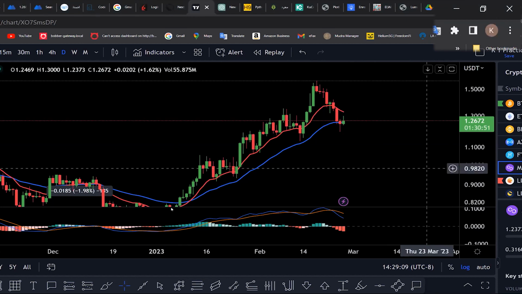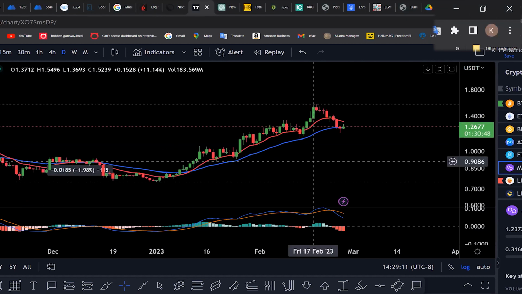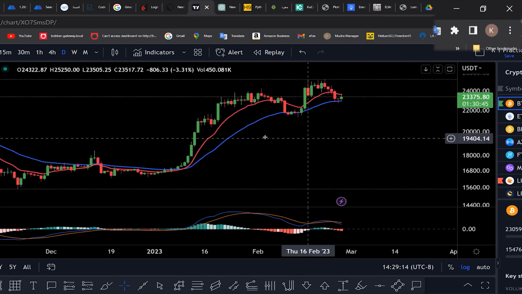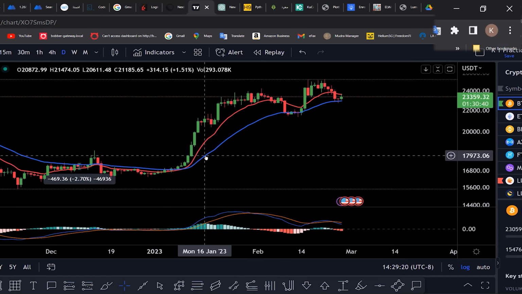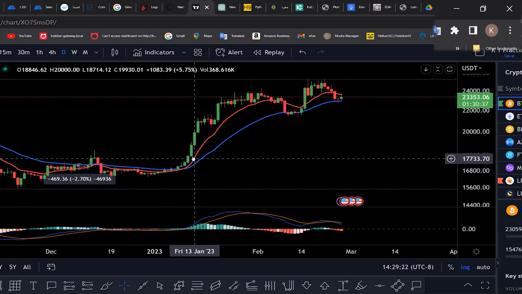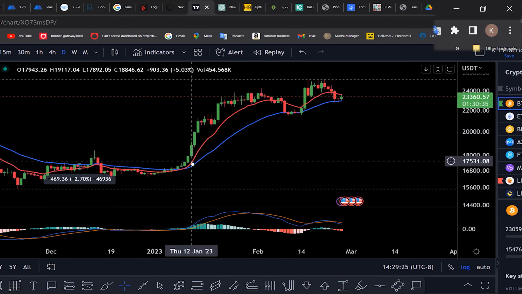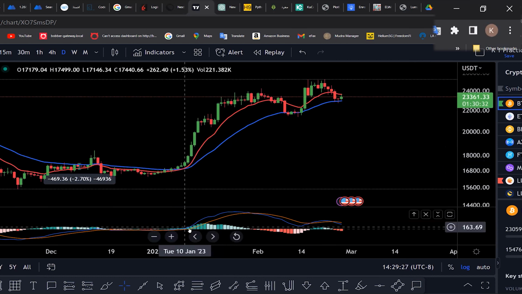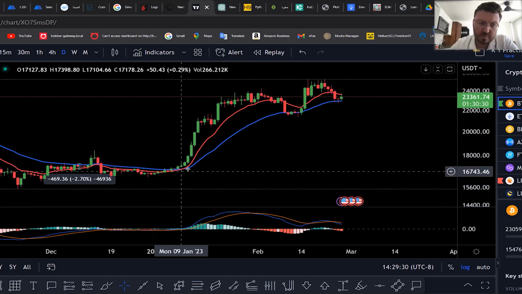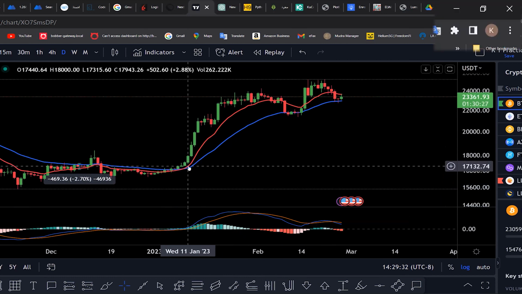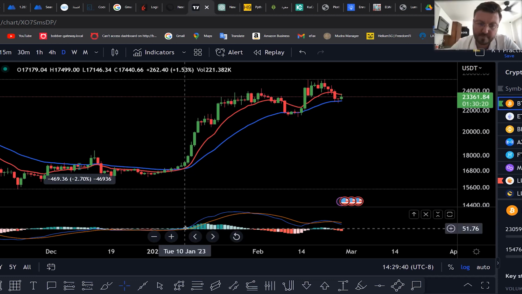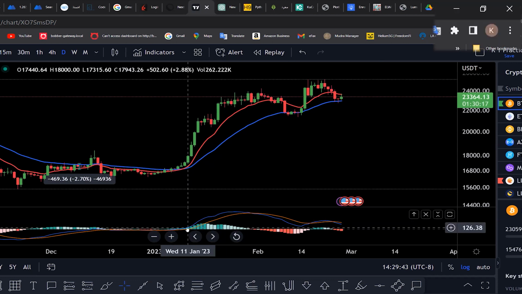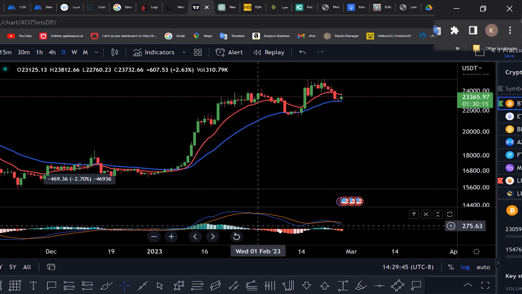See, for example, here. Let's go to Bitcoin. I have two lines, red and blue, on the screen I'm showing. These two are EMA, and down below is MACD. When these two cross each other, the red comes above the blue, and the MACD is turning green and comes above 0, now it's time to buy.